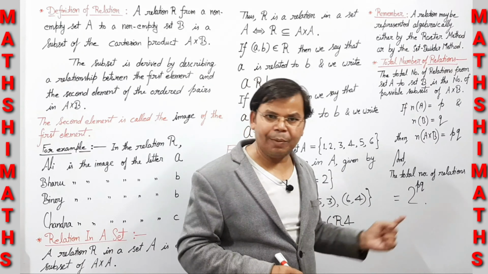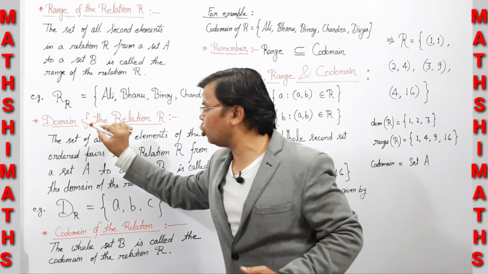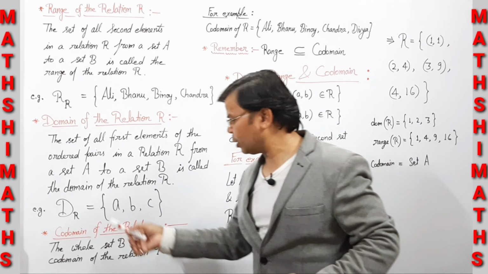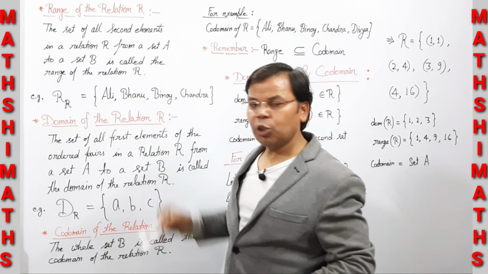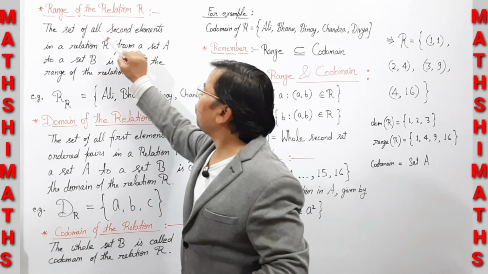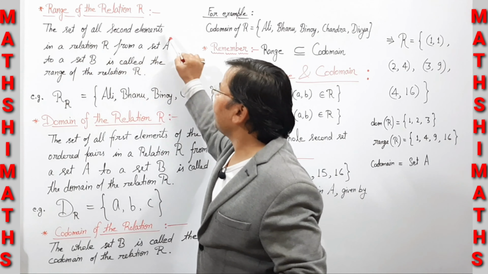Now try to understand some important things. First, range of relation R, second, domain of the relation R, and third, codomain of the relation. So what is the range of the relation? The set of all second elements in a relation R from a set A to a set B is called the range of the relation. For example, Ali, Bhanu, Binoy, Chandra. These are the range of the relation R.